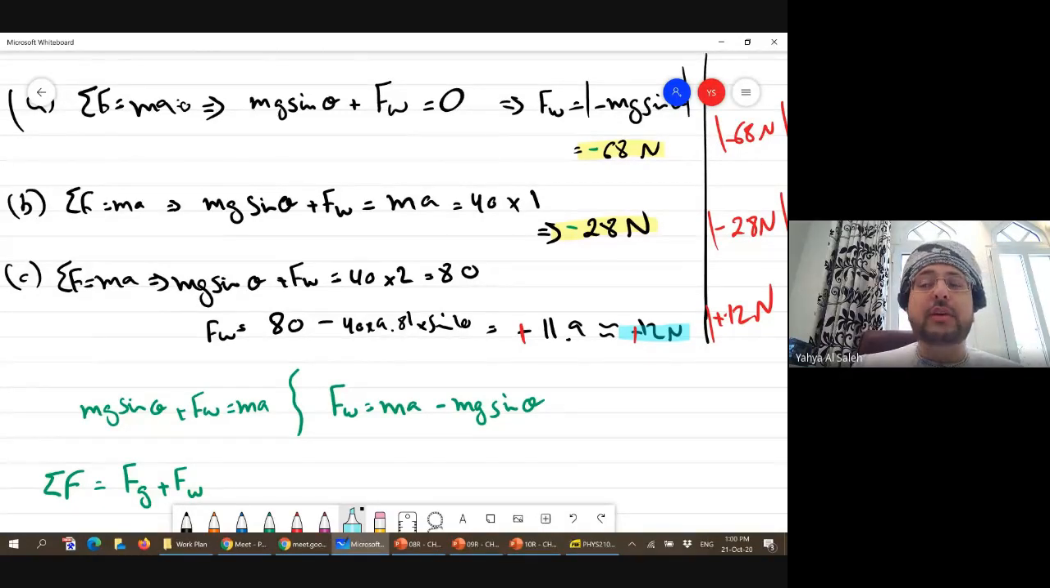Yes, because you assumed that the wind is going up, but the question did not tell us it's going up. So we leave it general and we see what the result tells us.